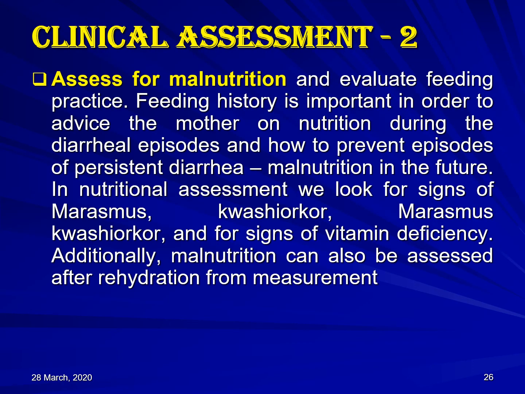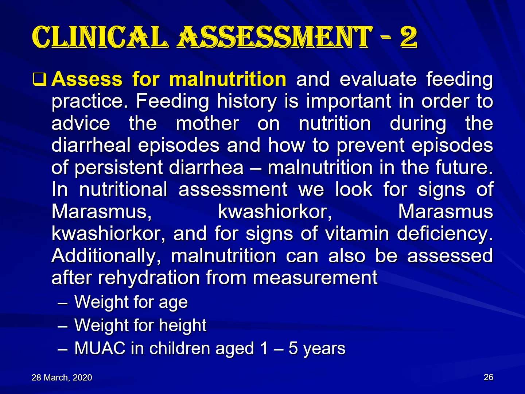In the majority, it is acute. We have to assess the signs of malnutrition. We have to search for the signs of kwashiorkor, marasmic kwashiorkor, and signs of trace element deficiencies, zinc, vitamin A, iron, etc. And we have to assess the weight for age, weight for height, and mid-upper arm circumference in children aged 1 to 5 years. Surely these should be checked after the assessment of rehydration and correction of dehydration if present.